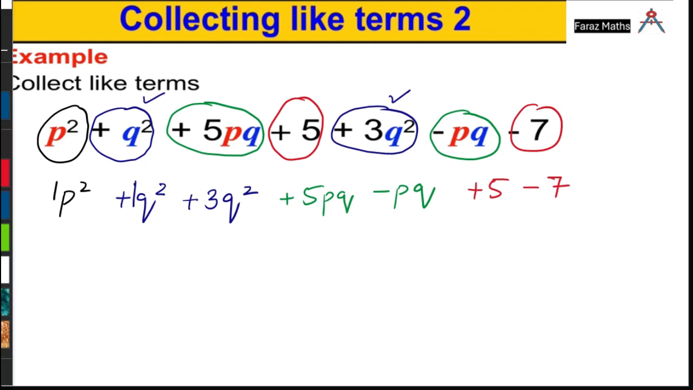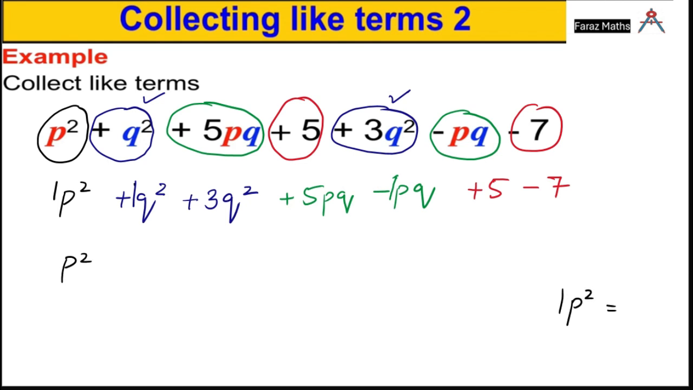Similarly, in front of PQ there is 1, so that is minus 1 PQ. Okay, now if you solve it, P square will remain as it is. Instead of writing 1 P square, we will write only P square. Then plus Q square plus 3Q square, so that would be plus 4Q square. 5PQ minus 1PQ, that is plus 5 minus 1 is plus 4PQ, and plus 5 minus 7.